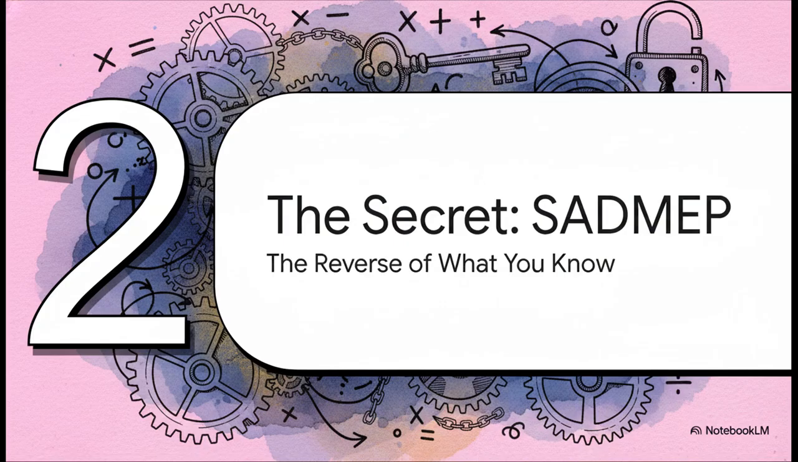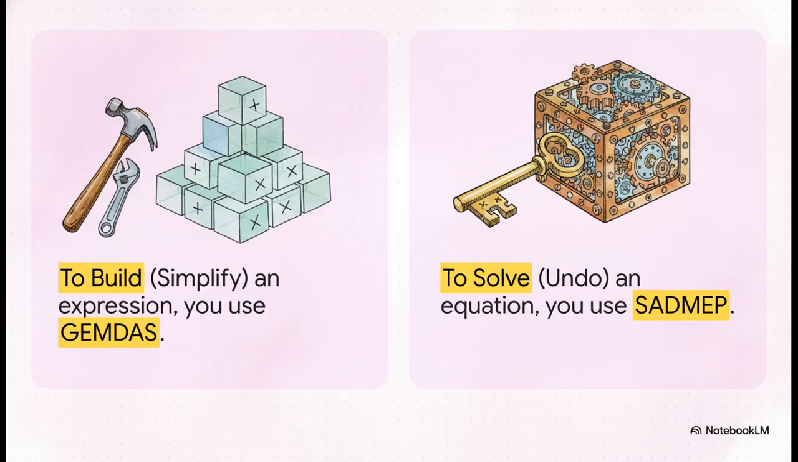Now, I'm sure you've heard of PEMDAS or GEMDAS in math class, right? The order of operations. Well, to solve equations, we need a secret weapon, the reverse of that rule. It's like a secret code that's going to unlock pretty much any equation we come across. Okay, so check this out. On one side, you've got building things up, simplifying. For that, you use GEMDAS. You know the drill. Groups, then exponents, multiply, divide, and so on.